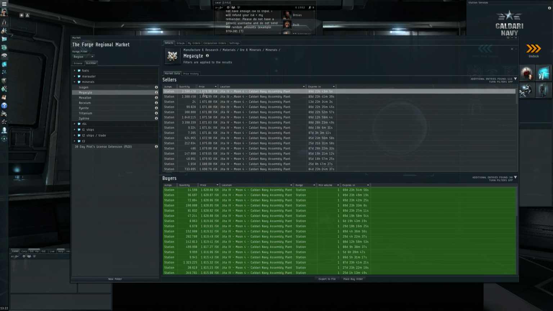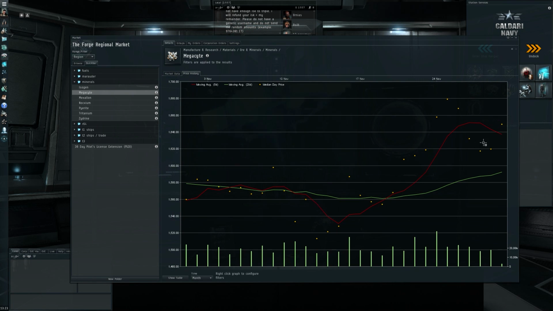But it's still at 1670 ISK, which is higher than what we've seen here. So I do expect the price for Megasite to continue to go up. It does look like this one is not going to go down anytime soon. This trend might just continue.